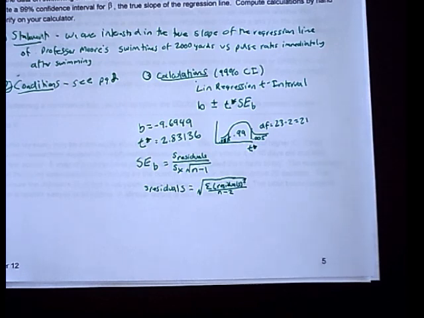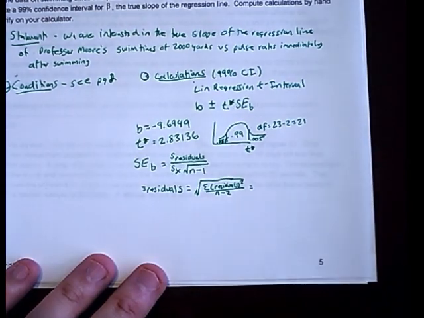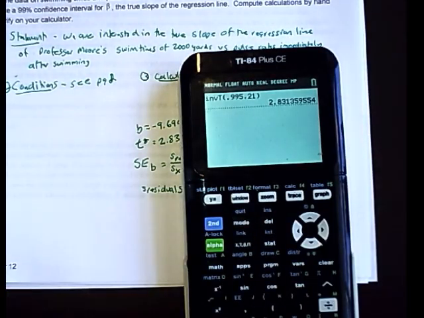So how are we going to do that? How are we going to find the sum of the residuals? Okay. Here's how we're going to do it. Square root. All right, now where are the residuals? We just ran linear regression on our data. So our residuals are already stored for us.